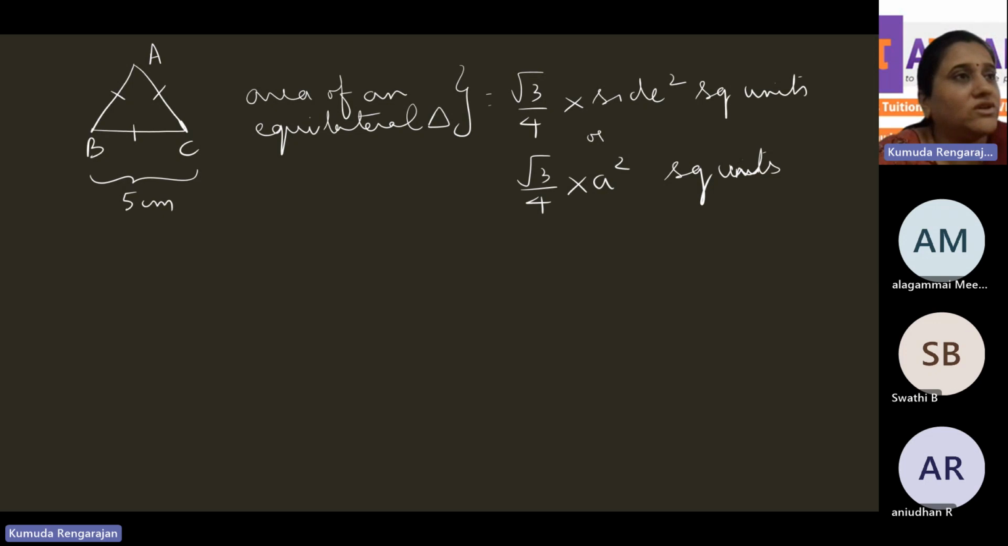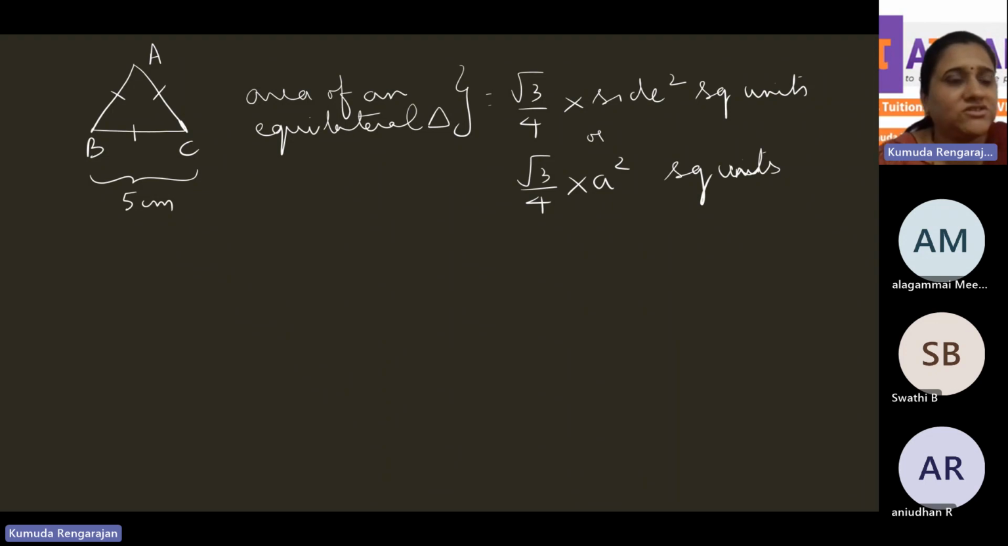Equilateral triangle where all the three sides are equal. So you'll be given the length of the side, here 5 centimeters. The question is to find the area of this triangle. So we know the formula half base into height. Base is 5, but height we don't know. We can find the height, that's a different thing. You can find the altitude for this triangle and then use the formula half base into height to get the area. That's another way of doing.